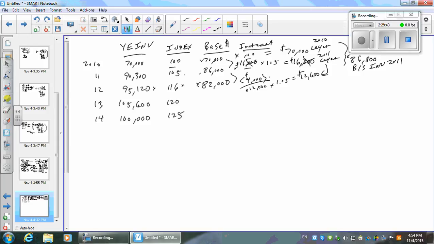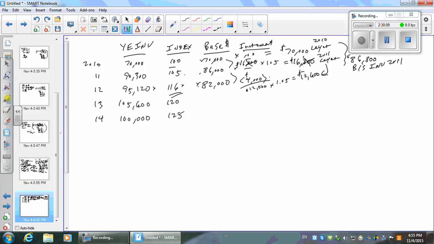Yes, sir. Just a quick question. Why did you multiply that by 1.05 instead of 1.16? Oh, excellent question. I do not have a 116 layer. I don't have a 2012 layer. What I've got is the 2010 base layer and some of the 2011 layer left, which is at 105. There is never going to be a layer for 2012.